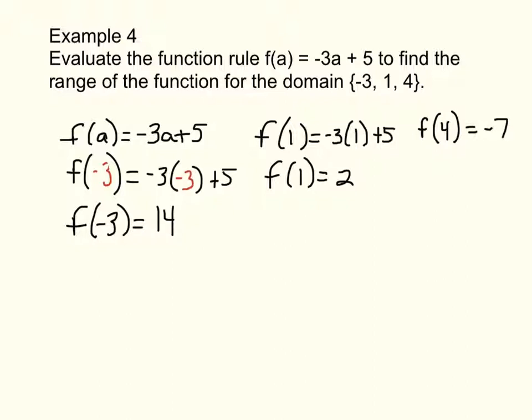But here's where it gets a little weird. Since the domain was given in a set, we have to write the range in the same way. So after computing the range values, we have to write the values in order from least to greatest. So right here, the range will be negative 7, 2, and 14. And we write that as a relation in this set.